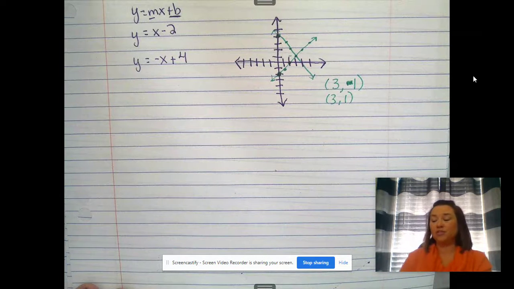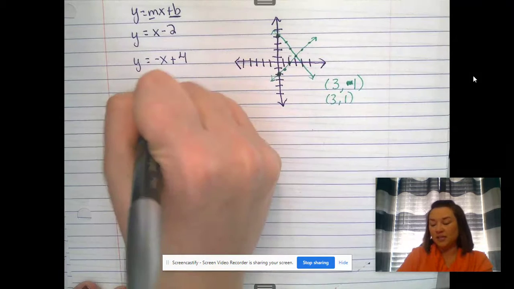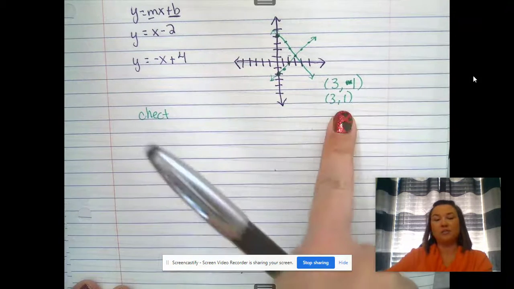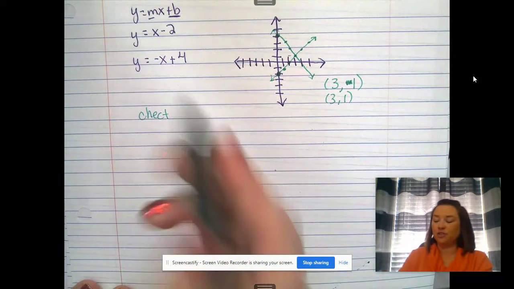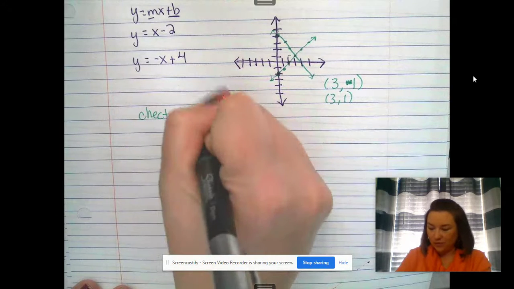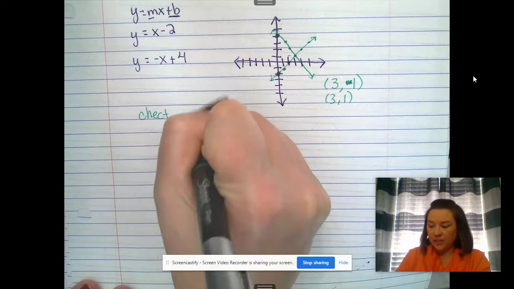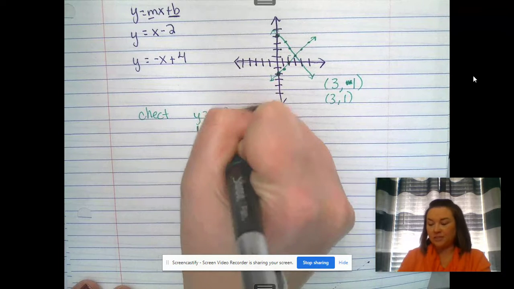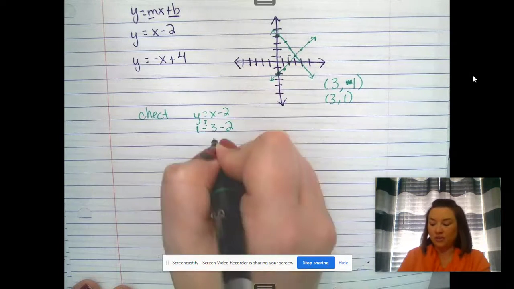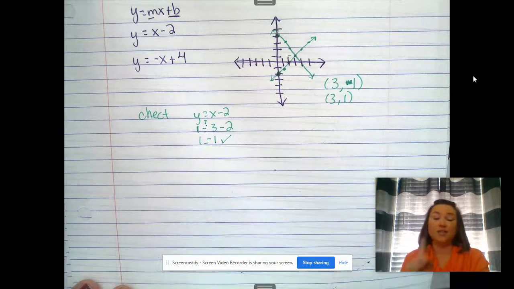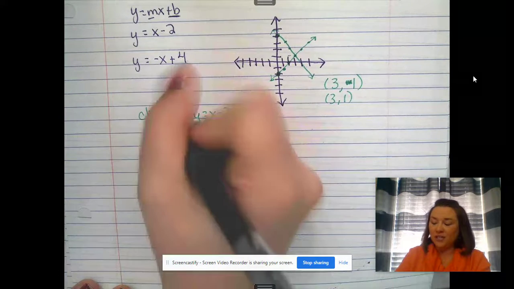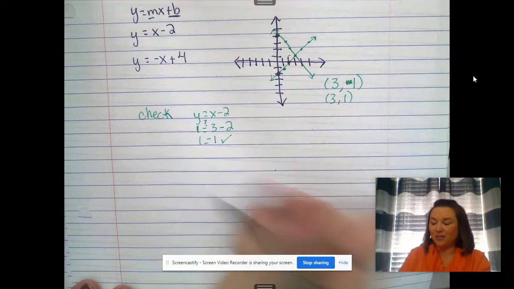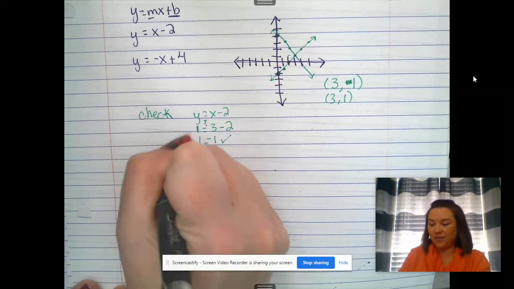Now I know this has one solution because they only cross at one spot, but if I wanted to check this, what I would do is I would take those numbers and put them back into the original equation. So for y, if I have y equals x minus 2, I would put 1 in the y spot and 3 in the x spot, and ask myself, does 3 minus 2 equal 1? Yes, it does. So it works for the first equation. So then I have to check the second equation, y equals negative x plus 4.